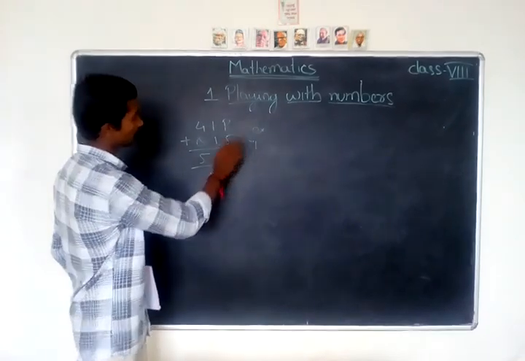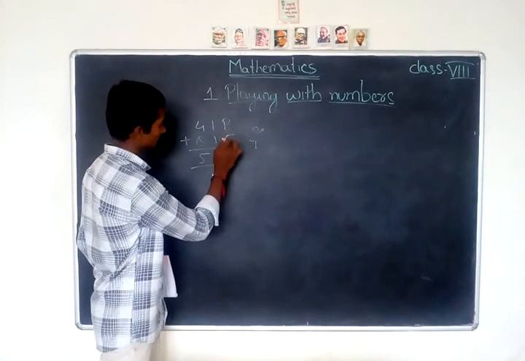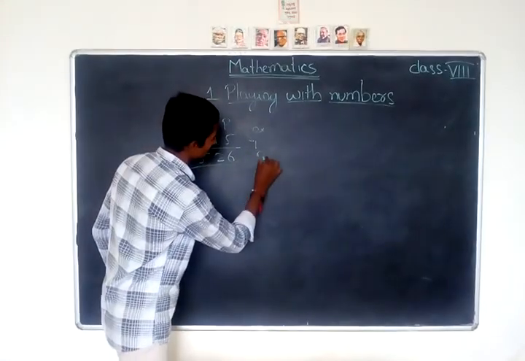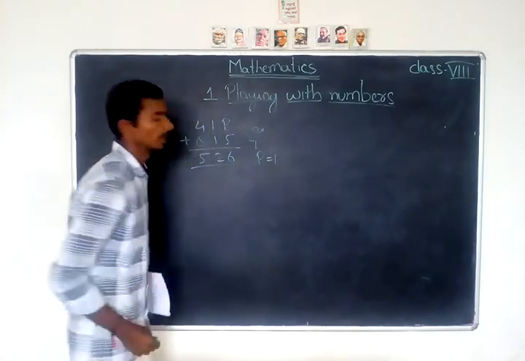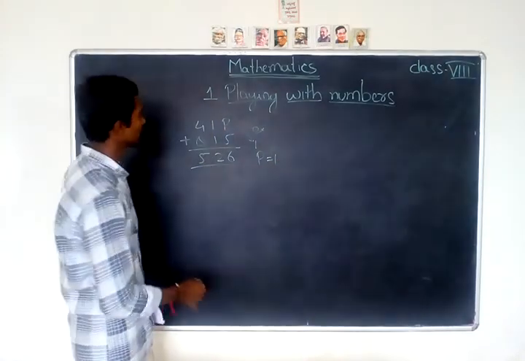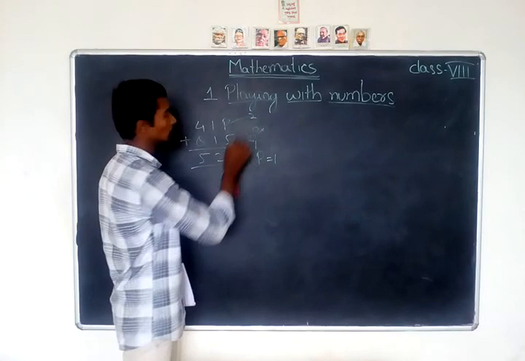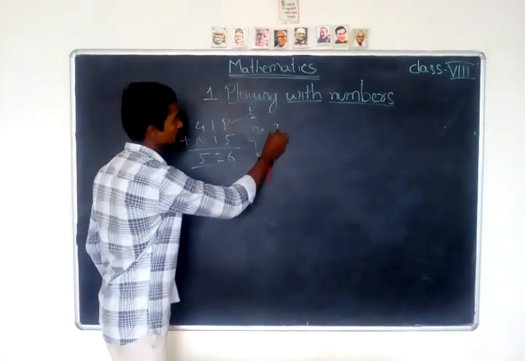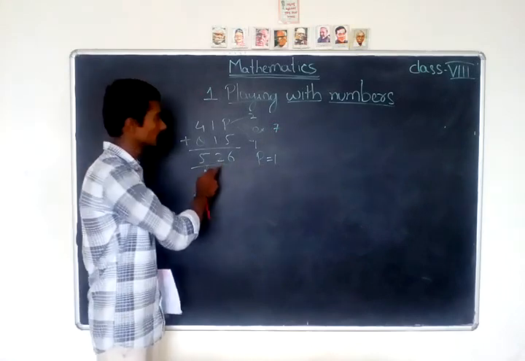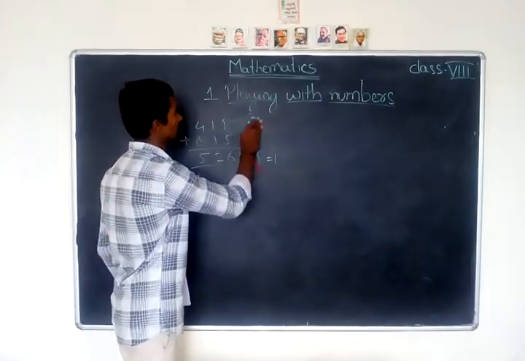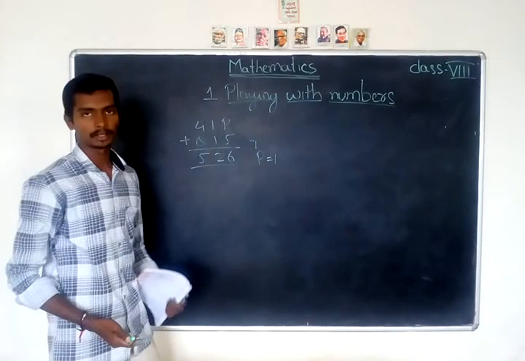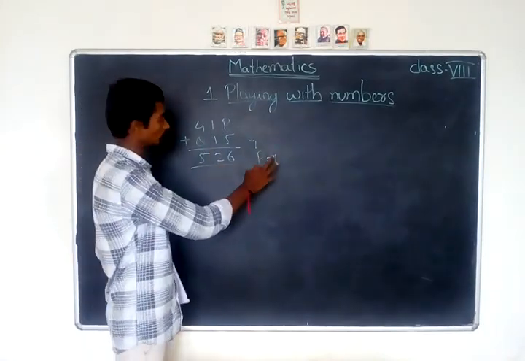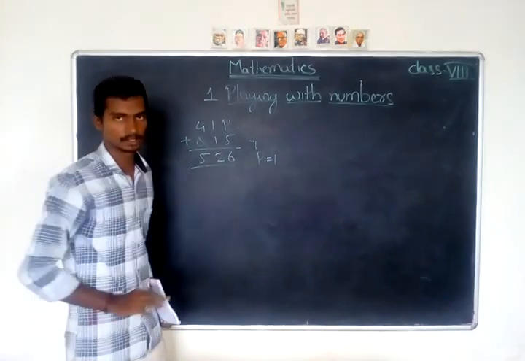Okay? Now, if I take P as 1, 1 plus 5 is 6, right? So, P is equal to 1. Okay, let me go to another number. If I take P as 2, 2 plus 5 is equal to 7. But here it is given 6. So, this is wrong. If you take any number like this, that won't be equal to 6. Only P is equal to 1 gives you 6 here.